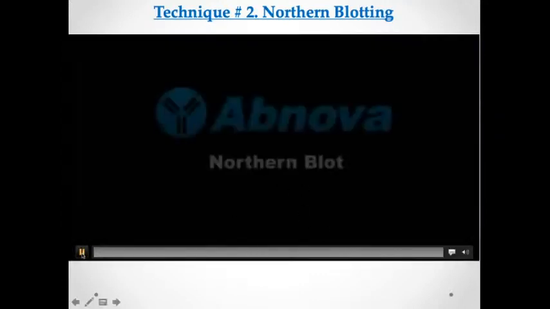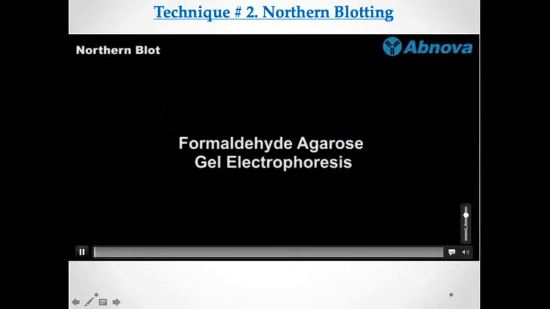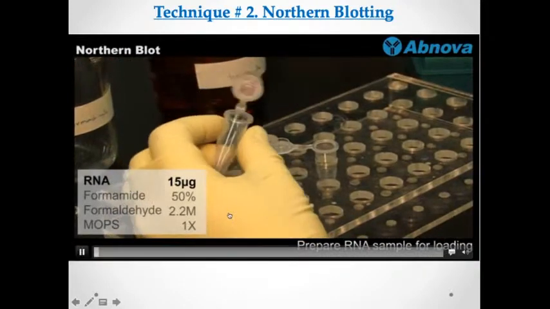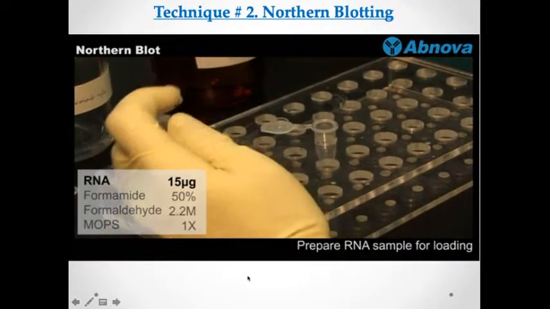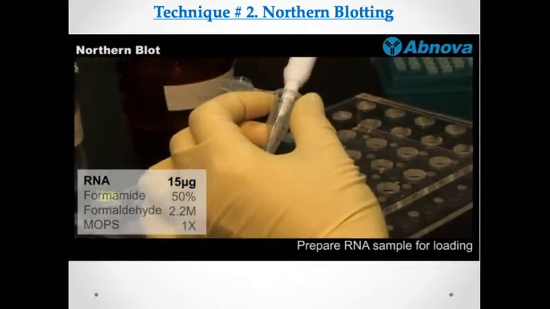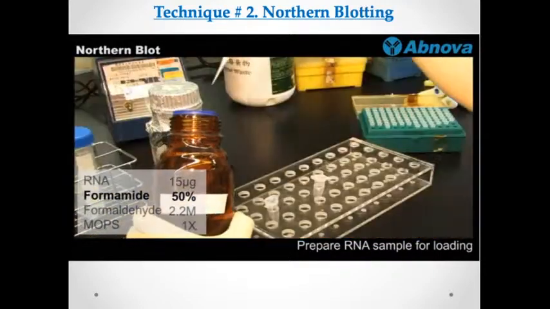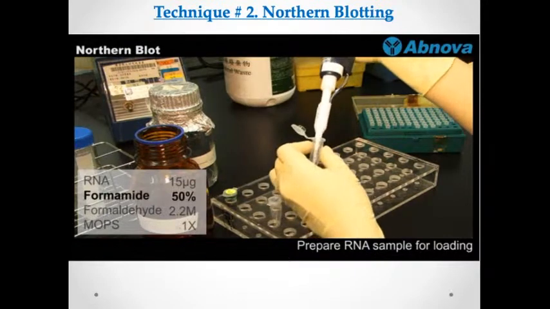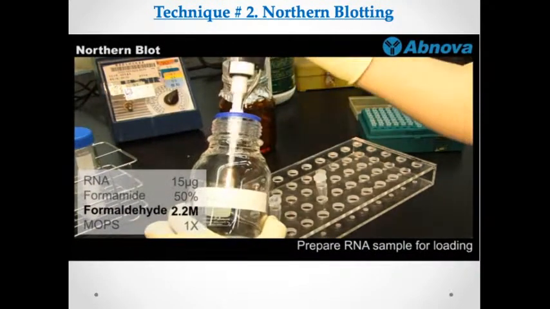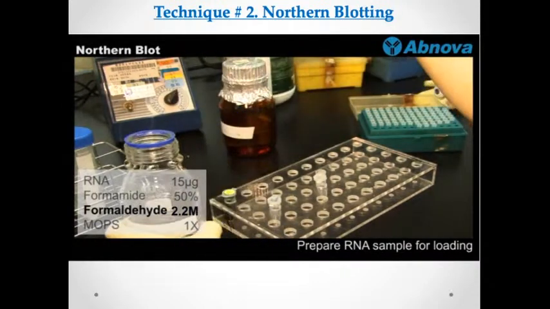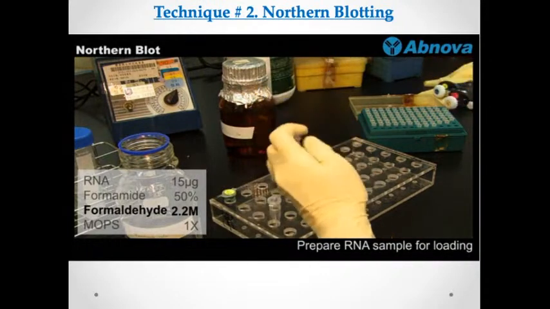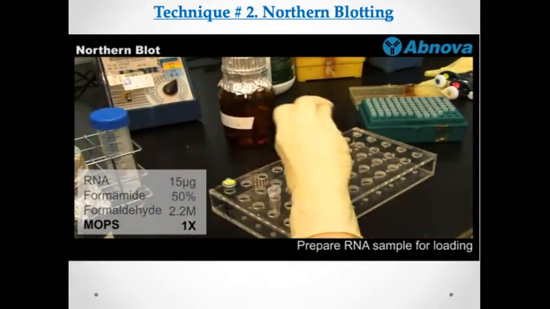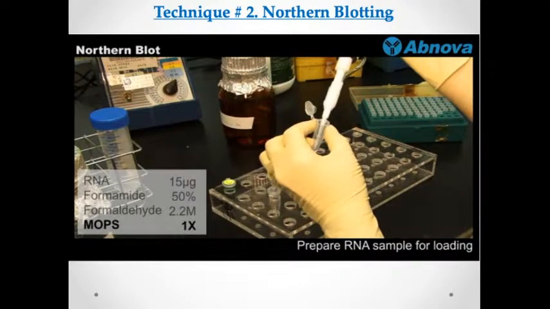So here is a video about this. Prepare your RNA sample for loading. Formamide is added, formaldehyde is added, MOPS is added. So they are four different chemicals. So this is your virtual lab going on. If you had been in the lab, we could have shown you how it is done.